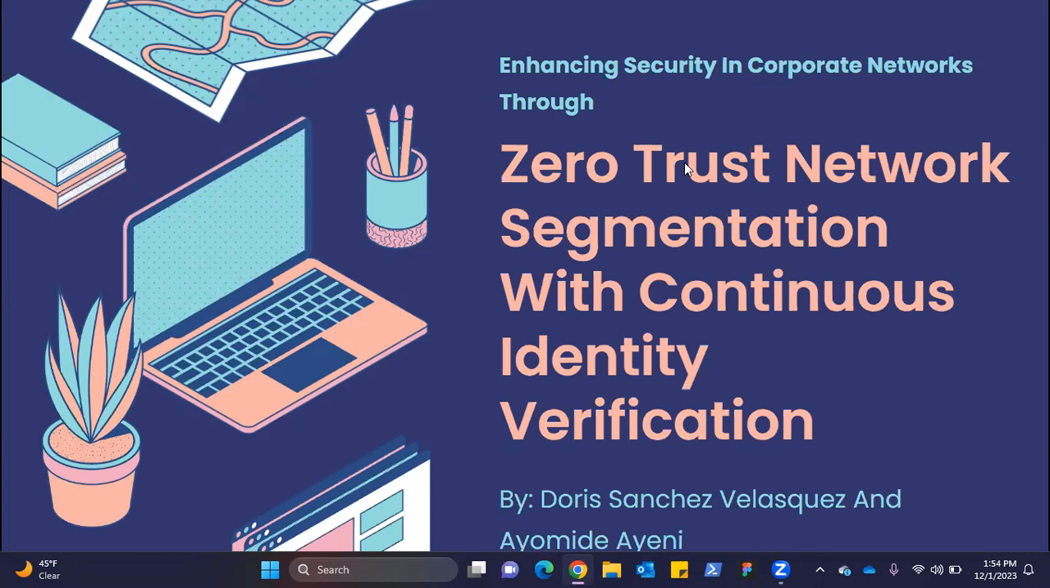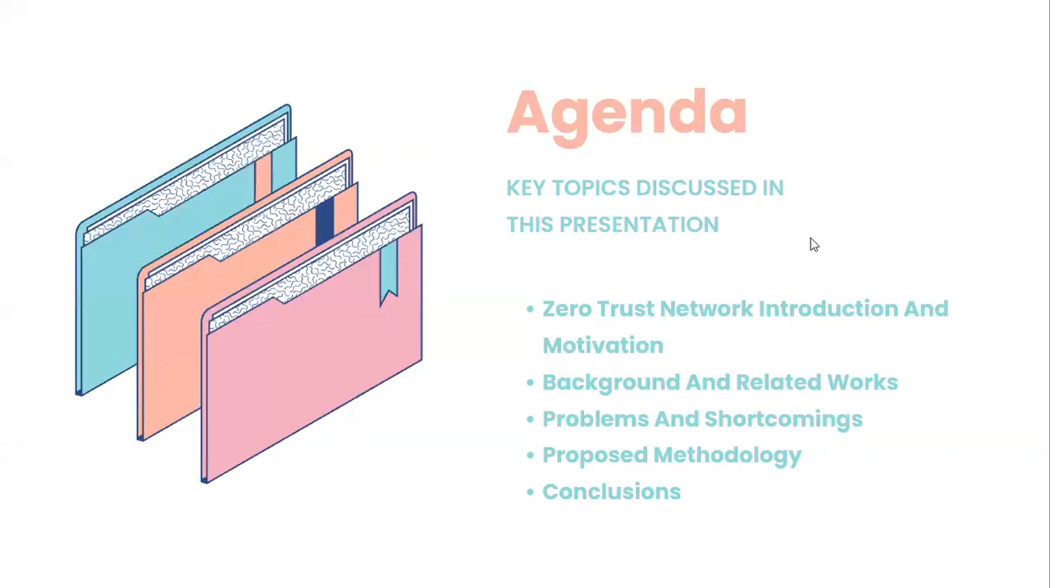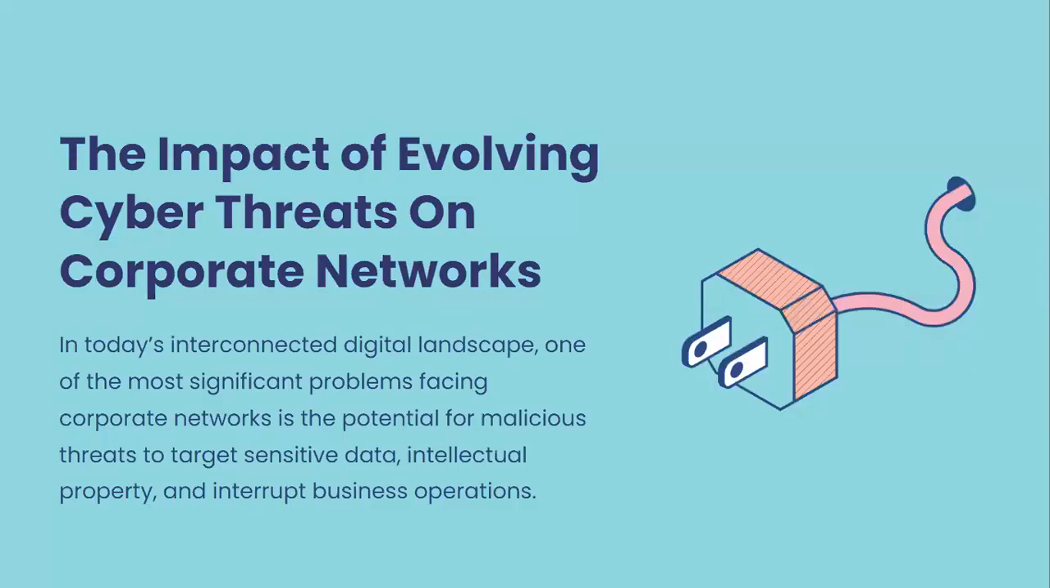This is our project, Enhancing Security in Corporate Networks through Zero Trust Network Segmentation with Continuous Identity Verification. And these are some of the topics we'll be covering: introduction and motivation behind the project, background and related works, problems and shortcomings, proposed methodology, and the conclusions.